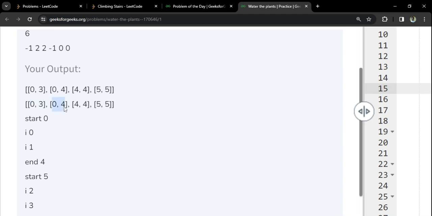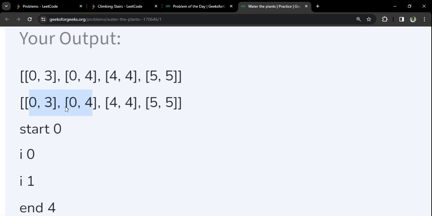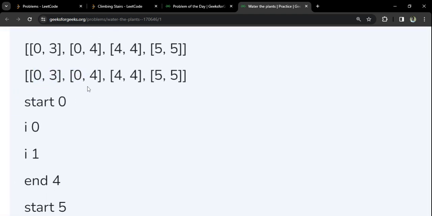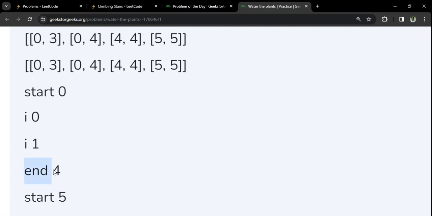Next index is also starting with 0, so we are considering that also. Okay, so I of 1 is also considered. Now among them, which has the maximum range? Obviously the one ending with 4 has the maximum range, so I am setting the end to 4. Since we are done, we are incrementing the answer by 1. What will the start be? Now start will always be end plus 1, so now we are going to start with 5.